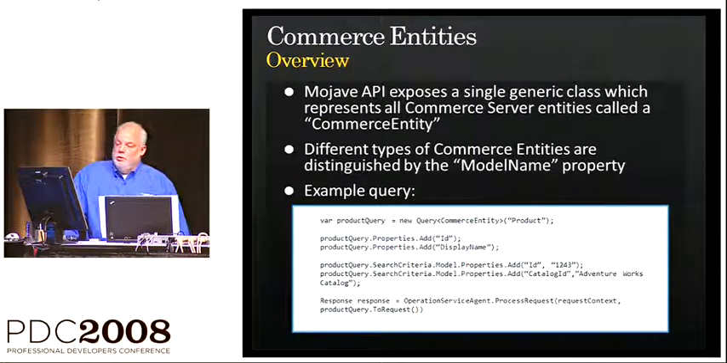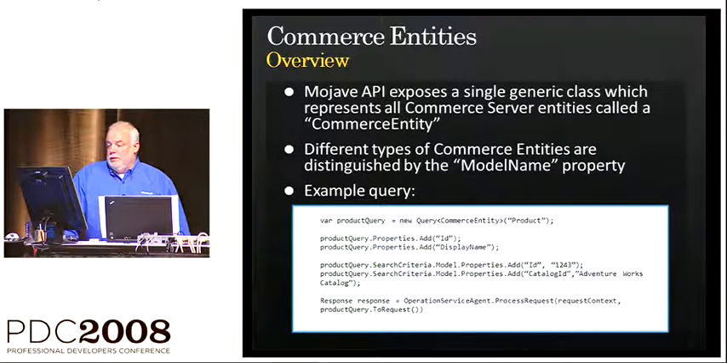So in an example query that we have right here, we're actually asking for a product type of commerce entity. And one of the good things about the API is that you can actually tell it which properties you want back. So for efficiency's sake, you're not going to want to retrieve properties that you're not going to use in your UI. So you only ask for the things that you need. The other thing that we need to tell it is which product we want. We could be doing a query where we're asking for more than one product, or we could be asking for a single specific product. So we have a concept of a search criteria where you're allowed to apply a filter to the commerce entity that you're asking for.